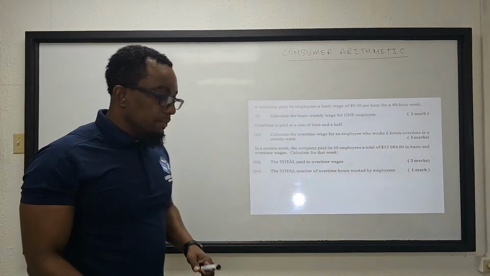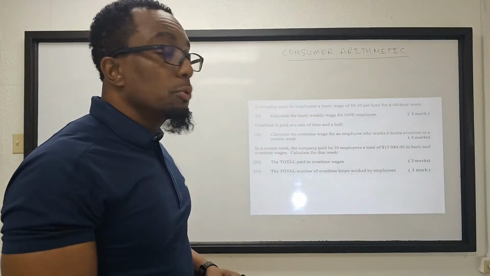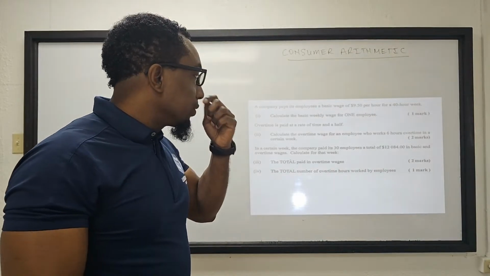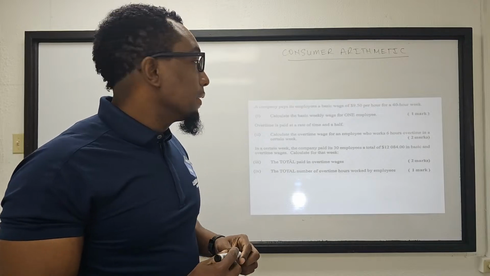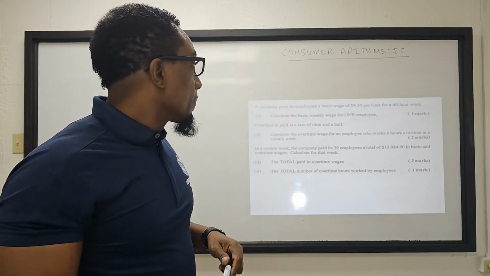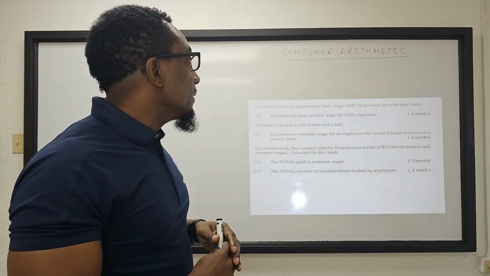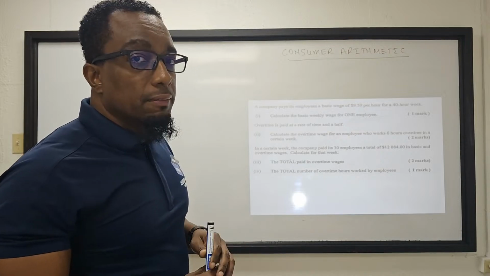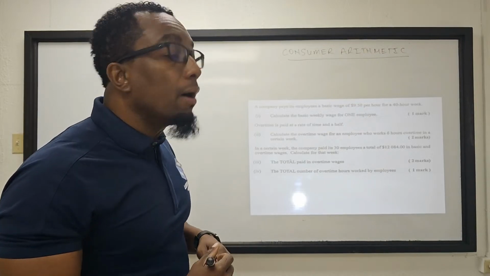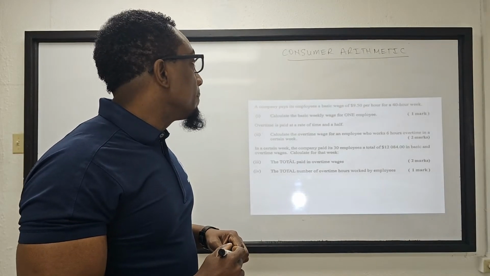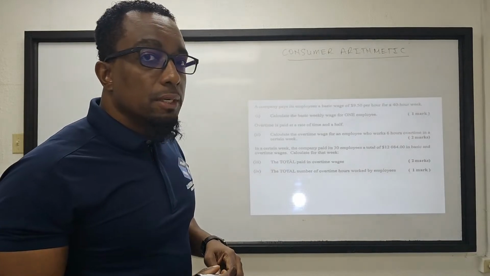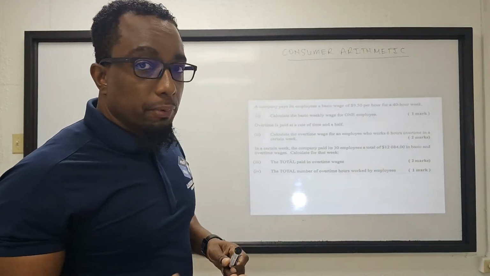So looking at CSEC past paper questions, consumer arithmetic, ensure that we're clear on how to answer some of these questions under consumer arithmetic. A company pays its employees a basic wage of $9.50 per hour for a 40-hour week. Calculate the basic weekly wage for one employee.